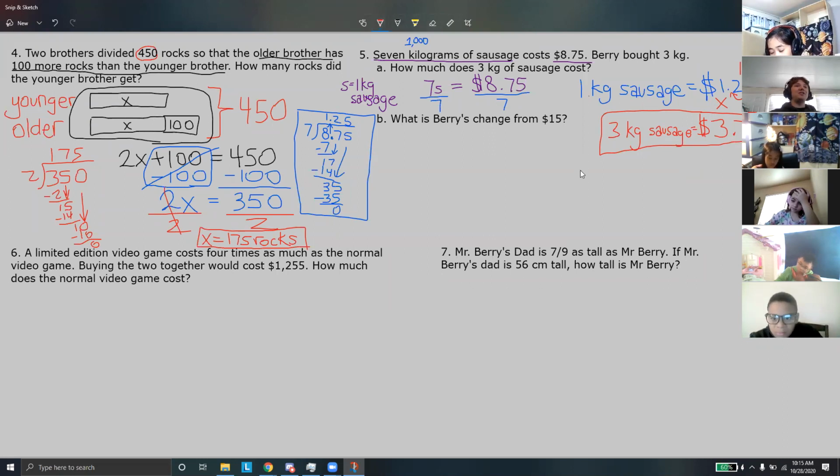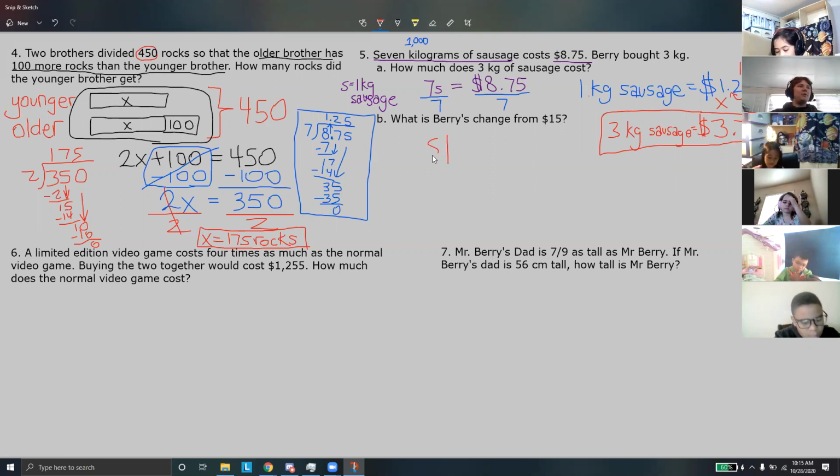And that's a bit tricky because on your test you have a question like this where you need to get part A right in order to solve for part B. Okay, so we know that 3 kilograms of sausage is $3.75. Mr. Barry bought 3 kilograms of sausage. Great, so that's how much I'm paying, $3.75 for 3 kilograms of sausage. And it says, what is Barry's change from $15?